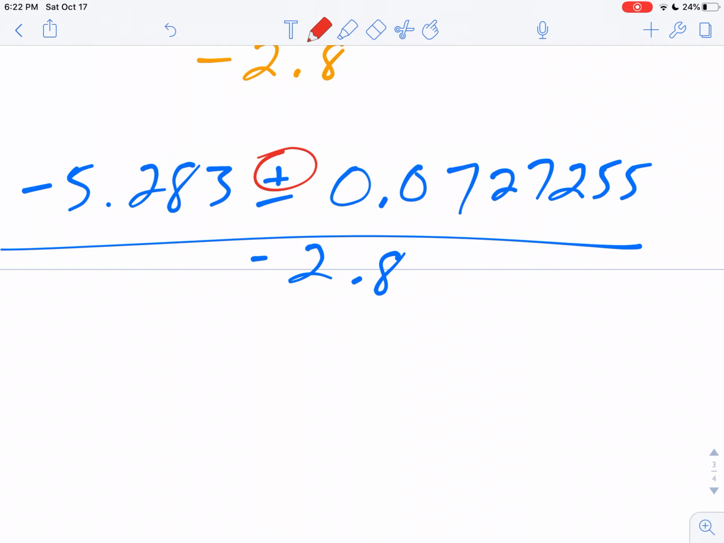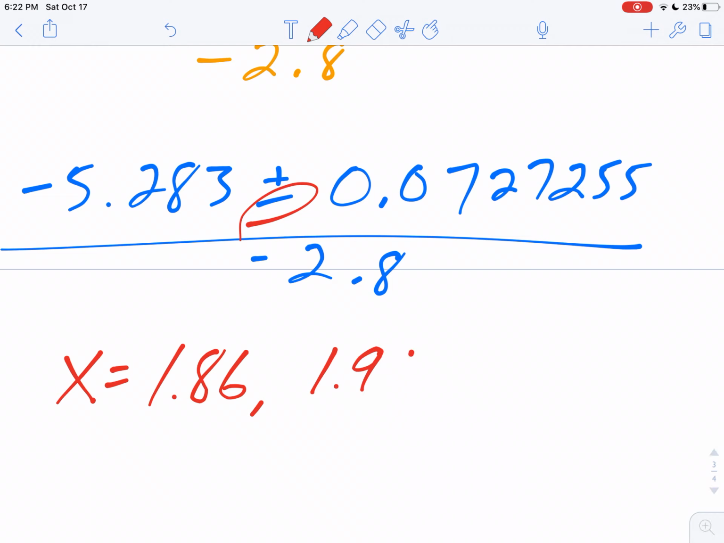Okay, negative 5.283 plus 0.0727255. Push enter, and then divide by negative 2.8. I got a positive 1.86. And now I'm going to redo this, though. I'm going to do it with a minus. So negative 5.283 minus 0.0727255, and then divide that by negative 2.8. So that gives me 1.91 roughly.